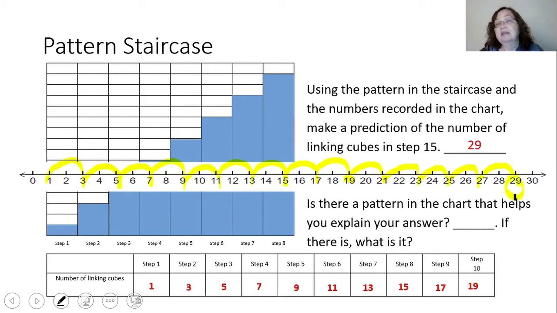The other thing I could say is that I was making 5 jumps of 2, which is 10. And I know that 19 plus 10 more would be 29. So let's answer the rest of it. It says, is there a pattern in the chart that helps you explain the answer? What did you write there? Yes, of course. And if there is, what was the pattern? Well, the pattern was adding 2. Each time I went up 2 more.